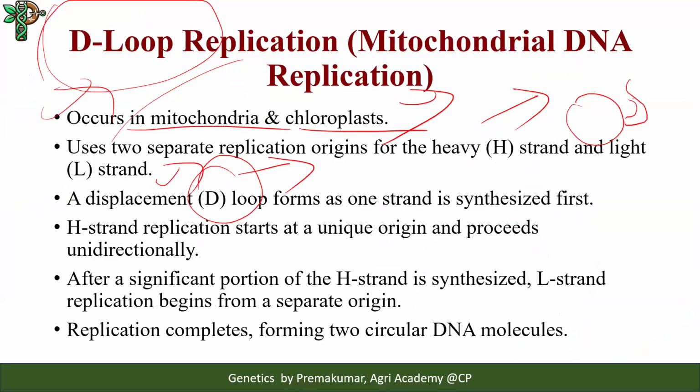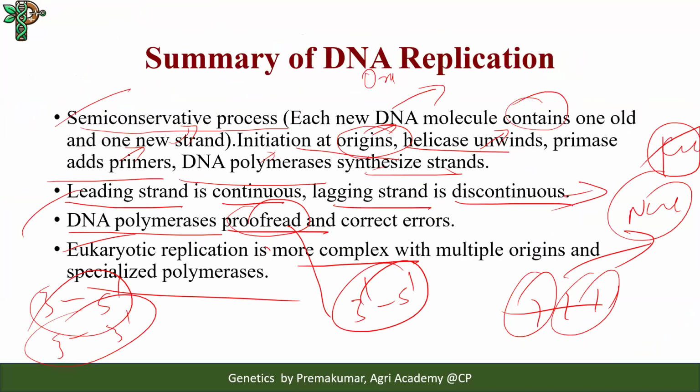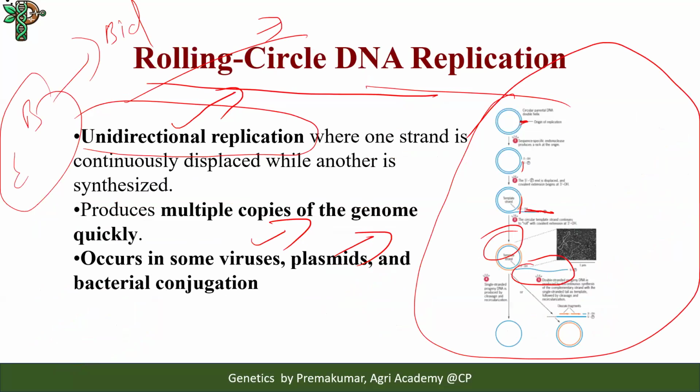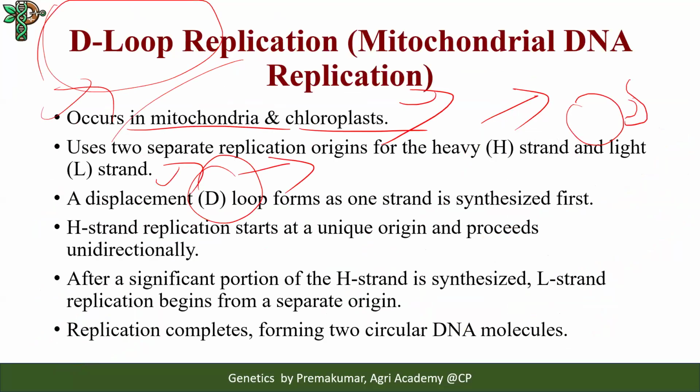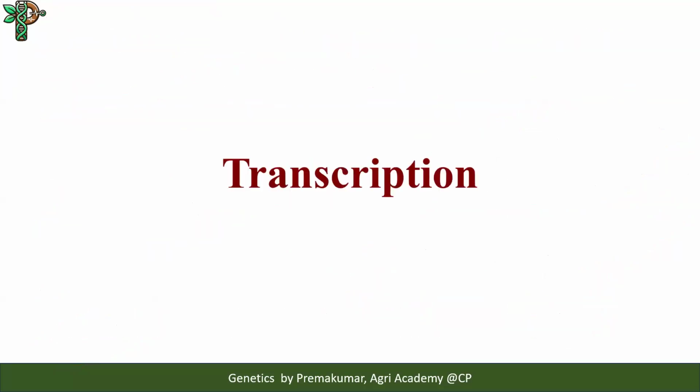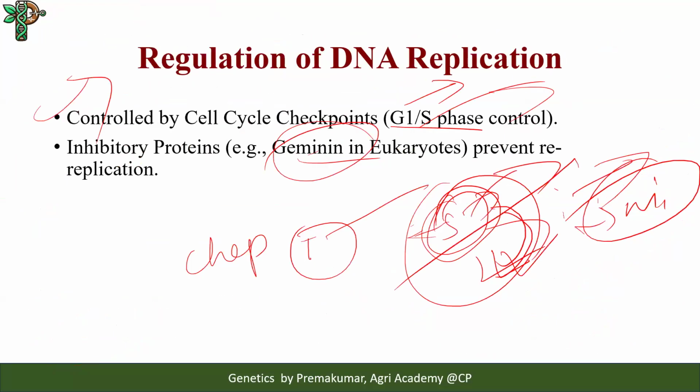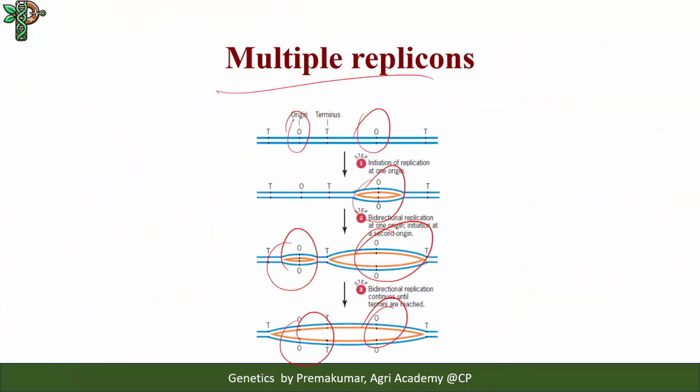D-loop replication and rolling circle DNA replication, and the summary of how this replication happens, the different proteins and different enzymes, and the different steps: initiation, elongation, termination. How termination happens in prokaryotes, how termination happens in eukaryotes. All these things are very, very important. This is about replication.